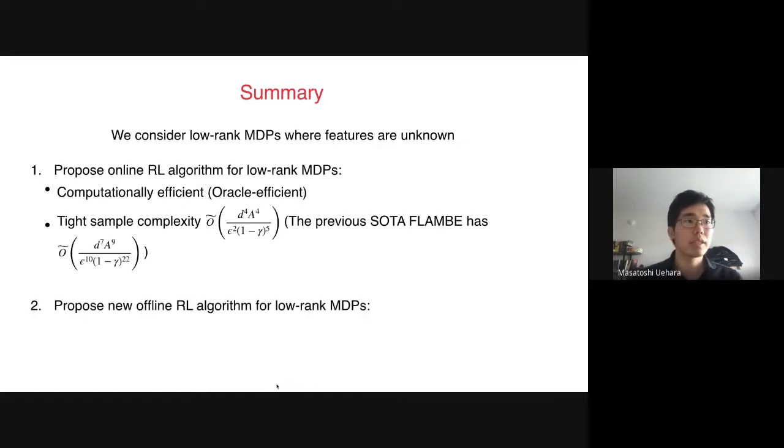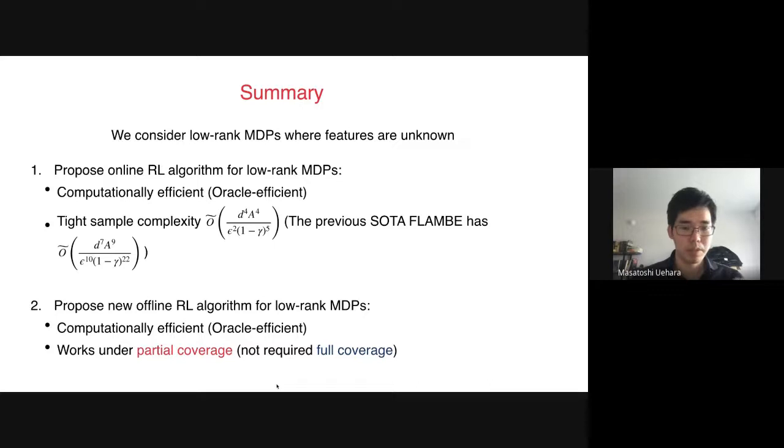The second contribution is we propose a new offline RL algorithm for low-rank MDPs. Here we switch to the offline setting. Again, our algorithm is computationally efficient and it works under partial coverage, which means that we don't require full coverage. Full coverage means that the offline data is fully exploratory. In other words, it covers the whole state and action space. But of course, it doesn't hold in practice. Here, we are saying that our algorithm works even if the offline data is not fully exploratory. So that's the meaning of partial coverage. And I'm going to give you the precise definition later.